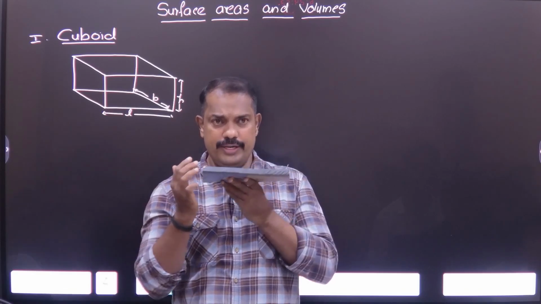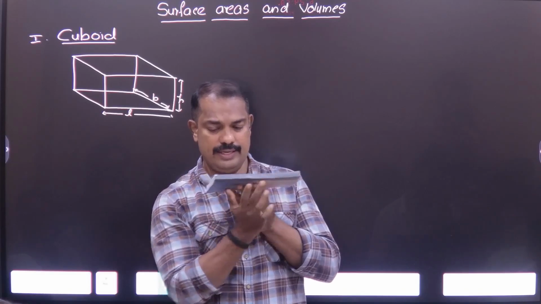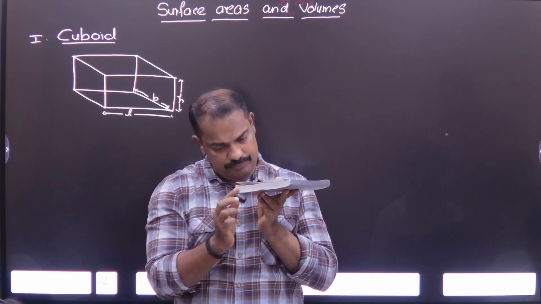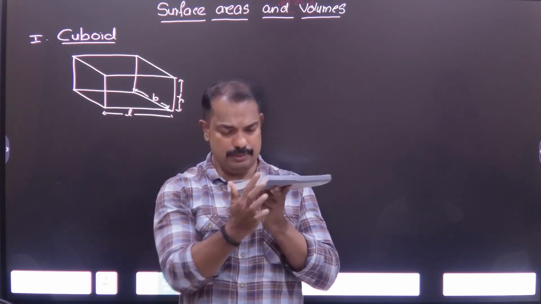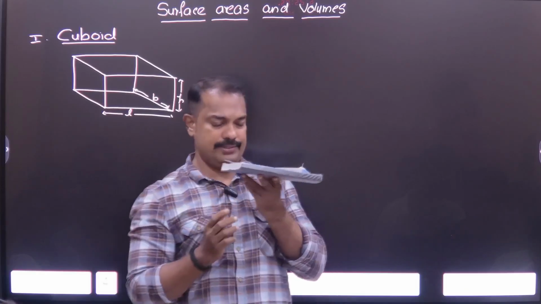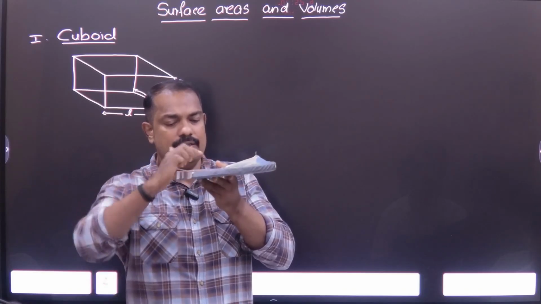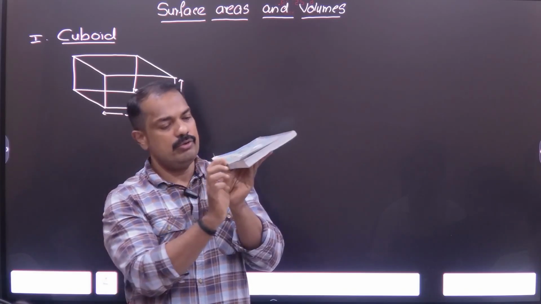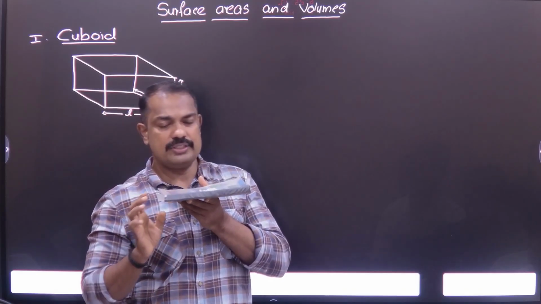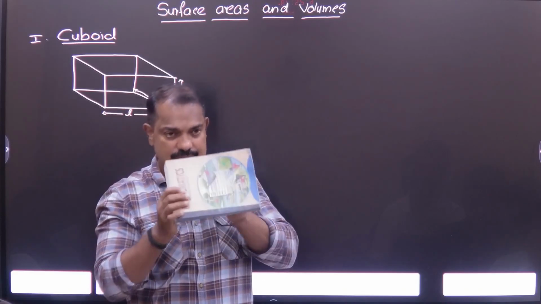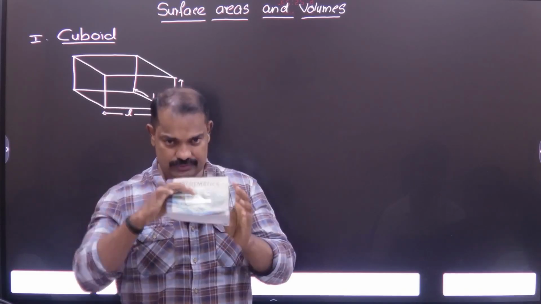In this cuboid, what is this length? This is length, and this part of the cuboid is breadth, and it is height. Length, breadth, and height. And in the case of a cuboid, how many faces? 1, 2, 3, 4, 5, 6. And what is the shape of each face? Rectangle. All the faces are rectangles.